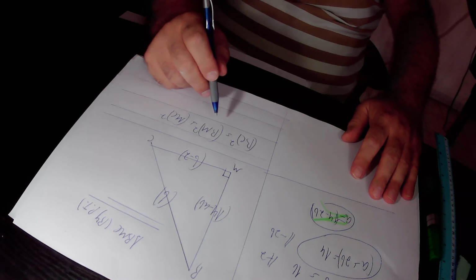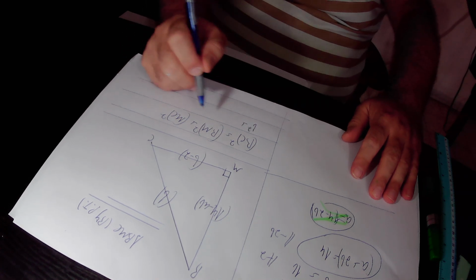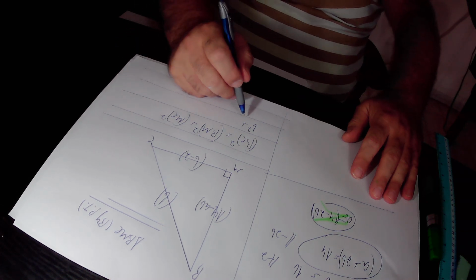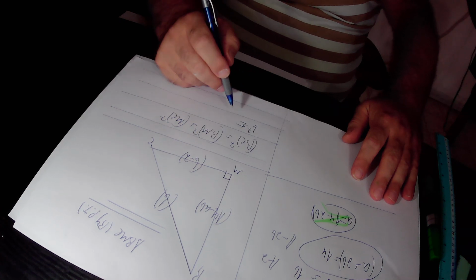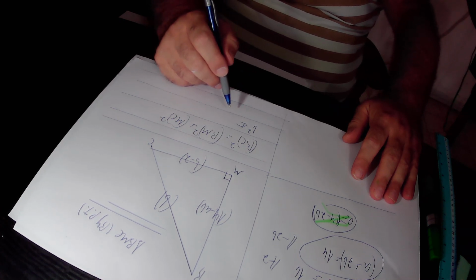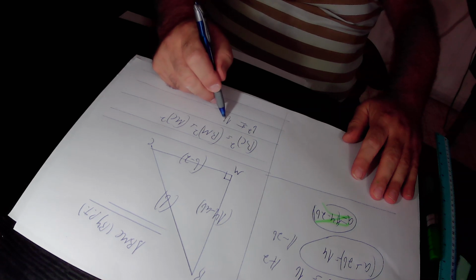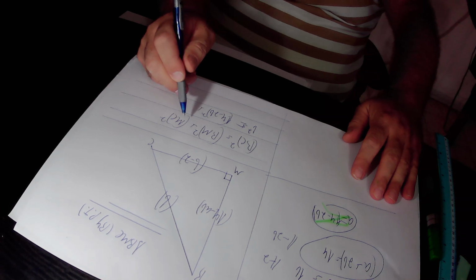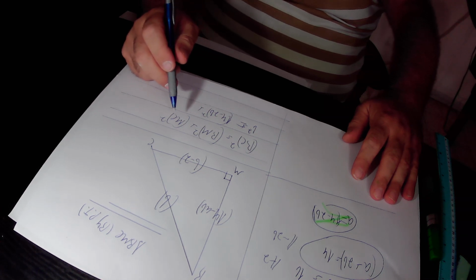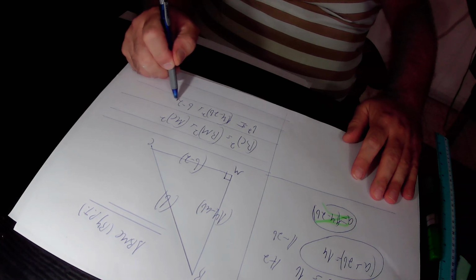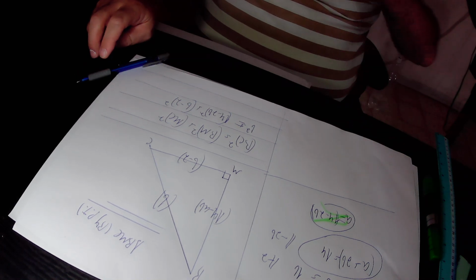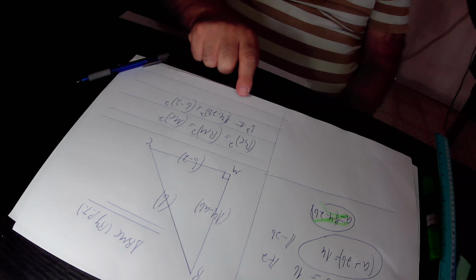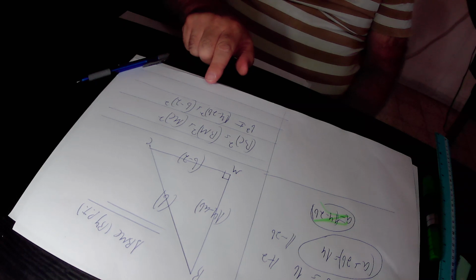BC is b, therefore BC squared is b squared. BM is 14 minus 2b, therefore BM squared is 14 minus 2b squared, plus MC squared. MC is b minus 2, therefore MC squared is b minus 2 squared. So in total, according to the Pythagoras theorem, in this triangle BMC, b squared equals 14 minus 2b squared plus b minus 2 squared.